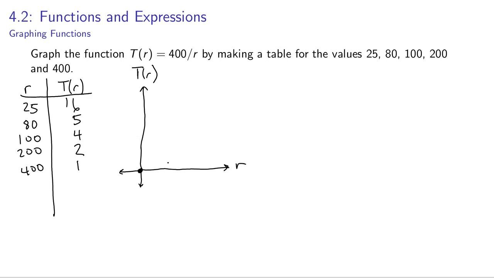Now we need to give some sense of scale. So we need to go from 0 here at the origin to 400 on the input axis, the r-axis. So we'll go ahead and put a tick at 400, one at 200, one at 100, one at 80. And using graph paper, we can make nice divisions of these numbers. One at 1/4 of 100, at 25.